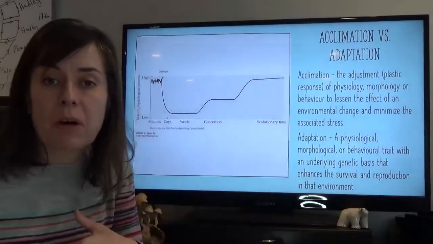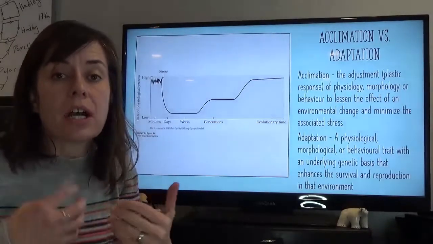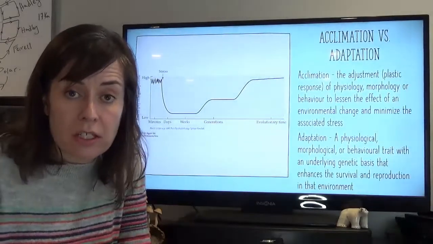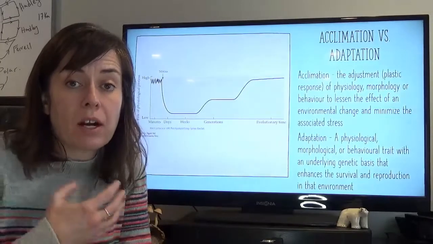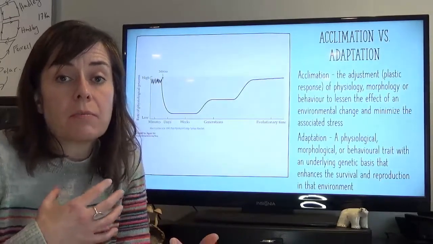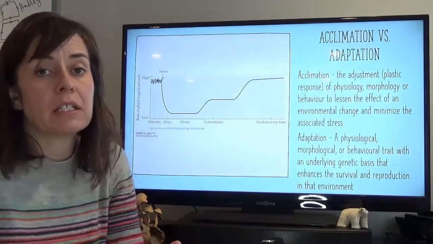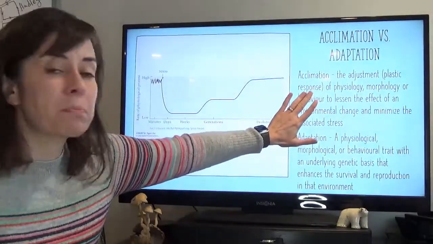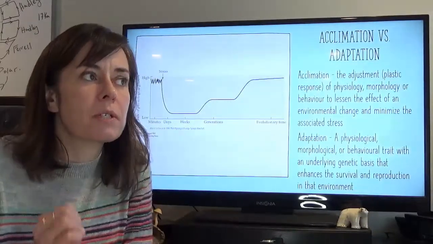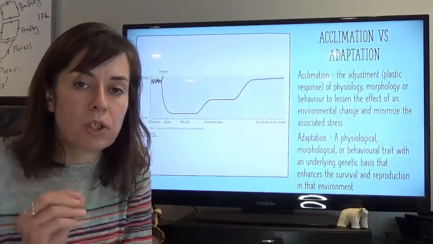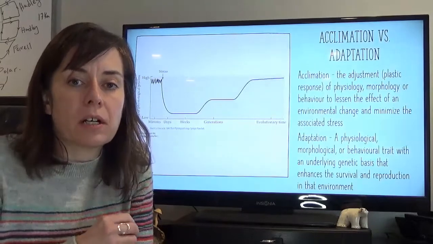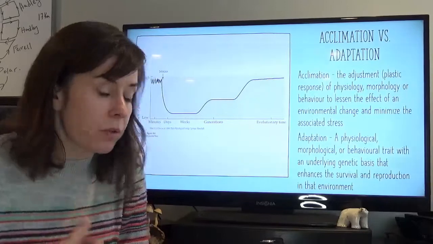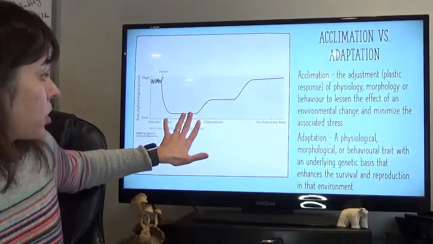So our bodies respond to stress, and we do things that change that stress level, and our physiological responses can be modified to minimize that stress as well. So this is acclimation, or we talk about plastic responses. These acclimatory responses occur at the individual level. And so these are behavioral or physiological responses at that level, so within an individual.